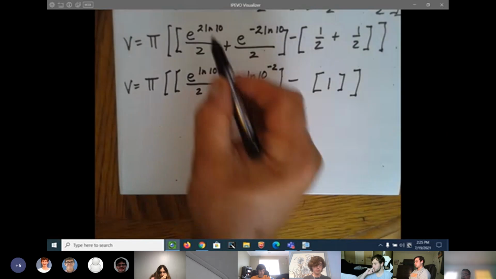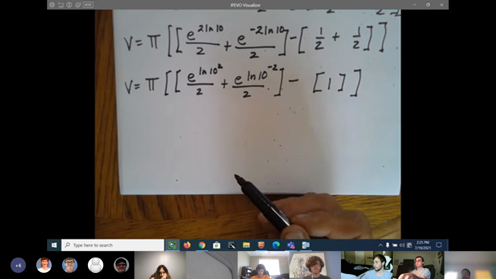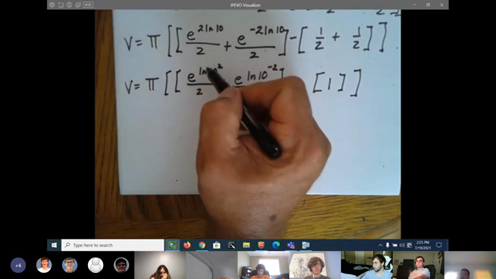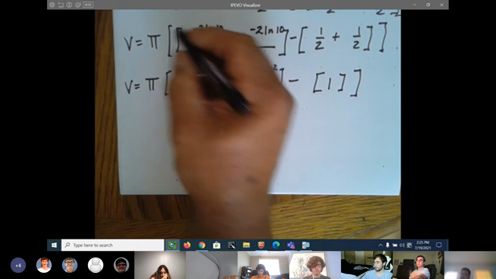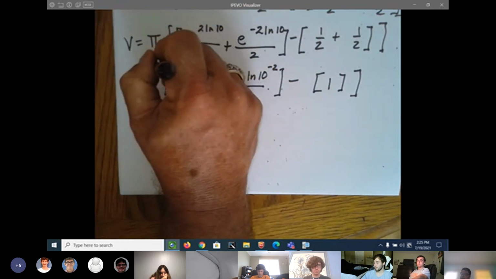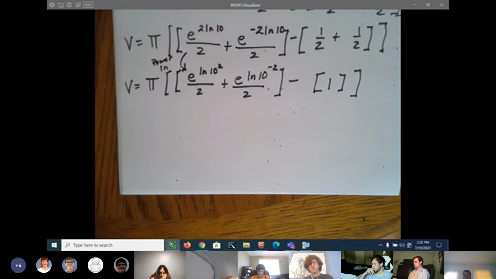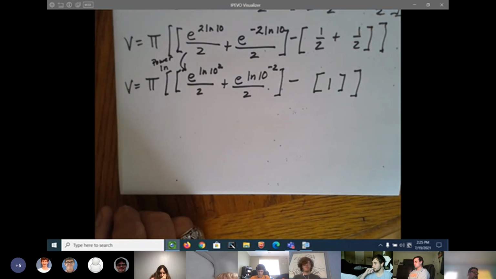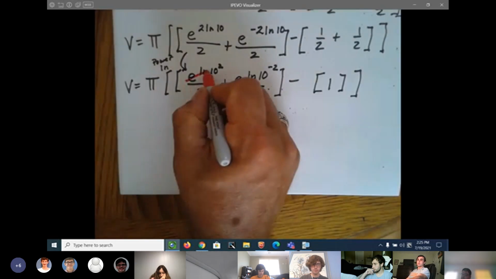Can somebody tell me what I did from here to here? What rule of exponents or natural logs? What rule did I use from here to here? Starts with a P. Power rule. The power rule of natural logs or logarithms. And what happens to e to the natural log? What happens whenever you have e and the natural log beside it or up to it? They cancel out. Yep.